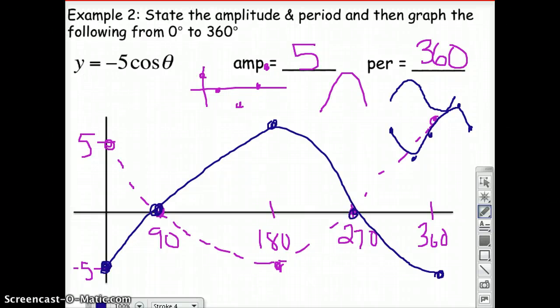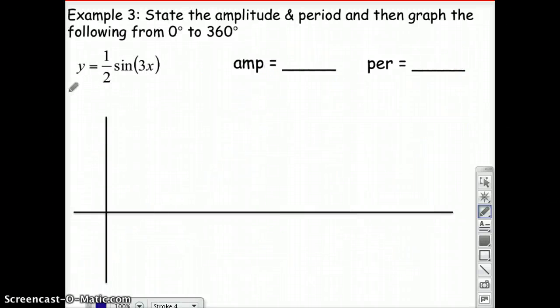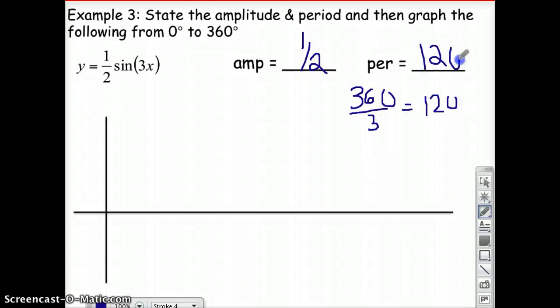And I think we have time for one more example before my recording cuts off at 15 minutes. So let me quickly talk about this one. Here I have y equals 1/2 sine 3x. So my amplitude is 1/2, and my period is going to be standard period divided by b value. It's 120. So whenever your b value is bigger than 1, your period gets smaller, and whenever it's less than 1, it gets bigger. So 3 is bigger than 1, so my period got smaller.